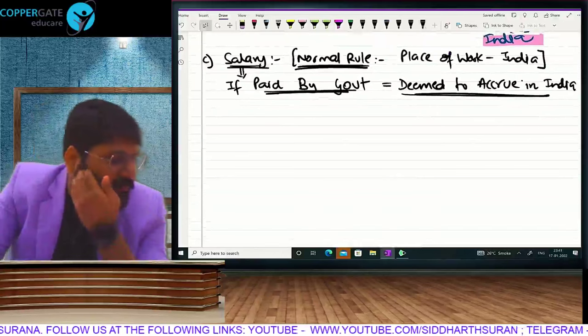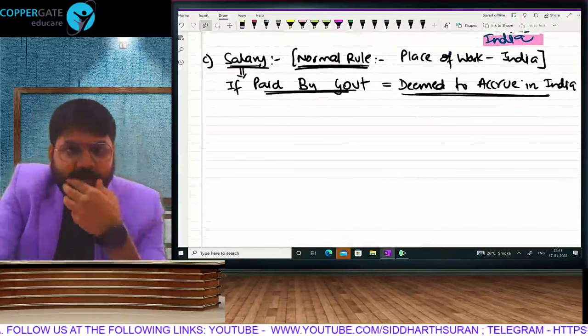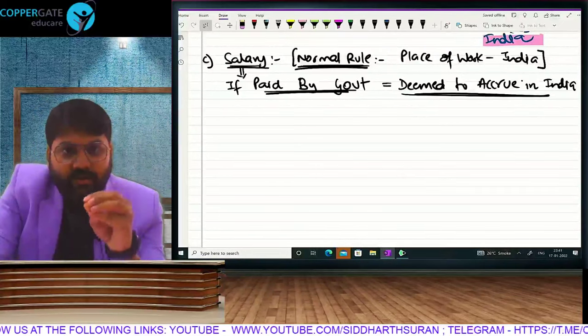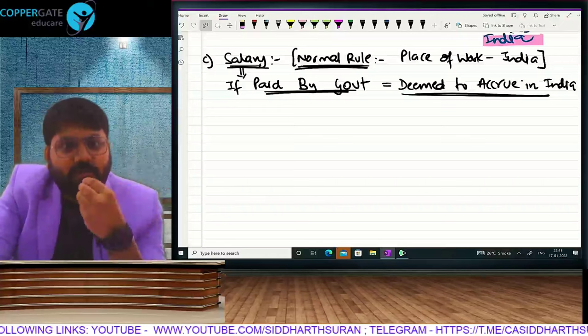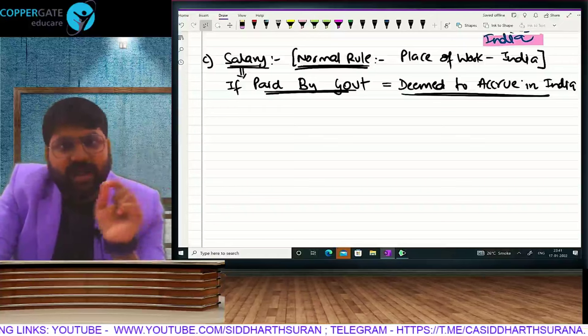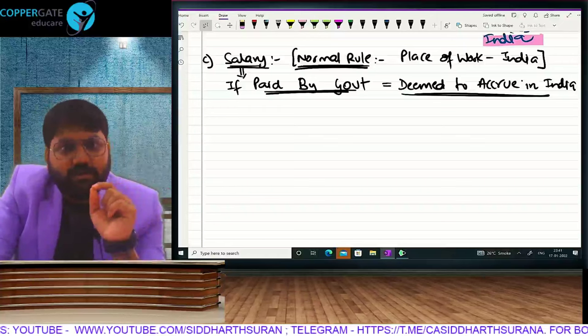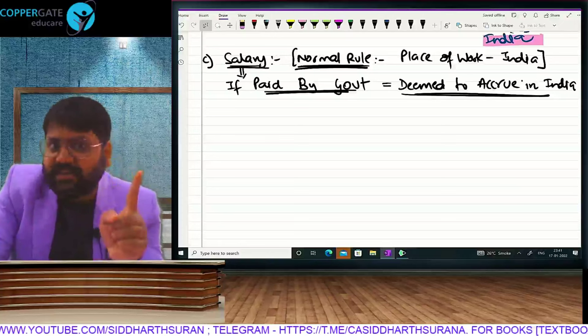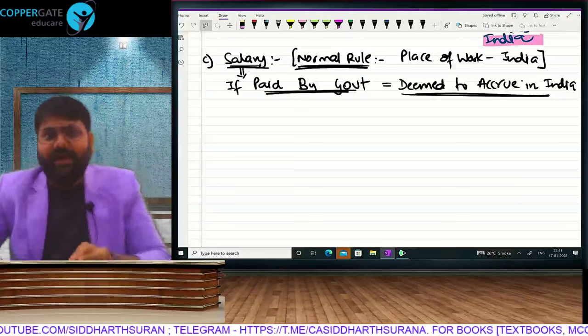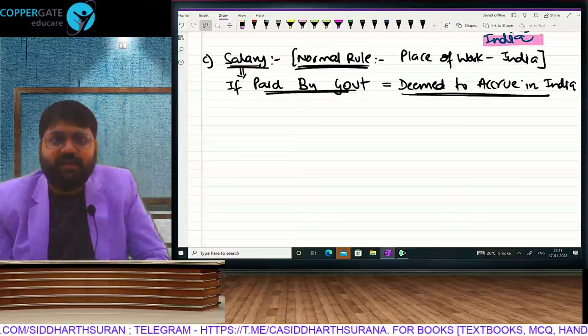Think about it. If I am working in the Indian embassy in Singapore, I am working where? Indian embassy in Singapore. Full year I was in Singapore because that is my job, no? That means stay in India is zero. That means I am a non-resident. But still the salary which I receive is Indian income and I have to pay tax on that salary in India. Understood?